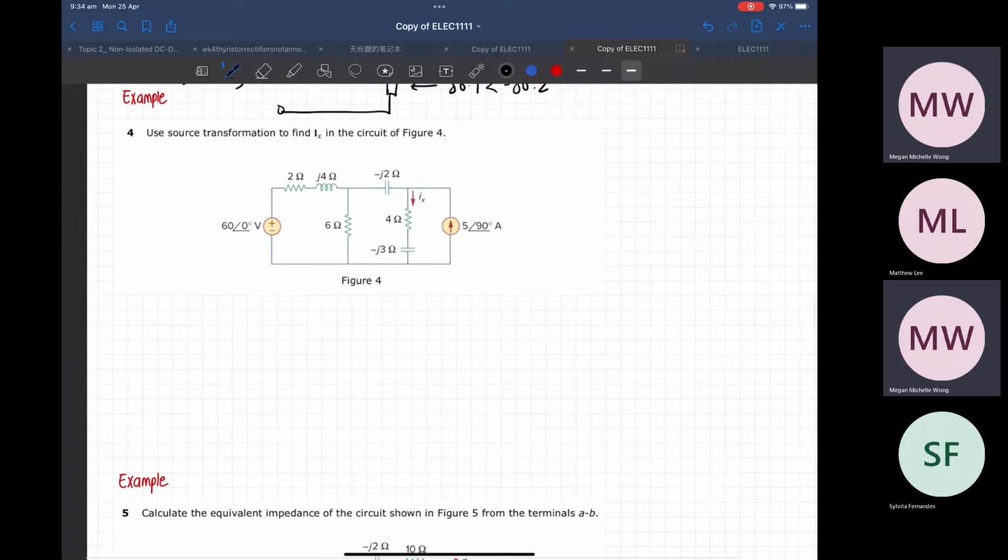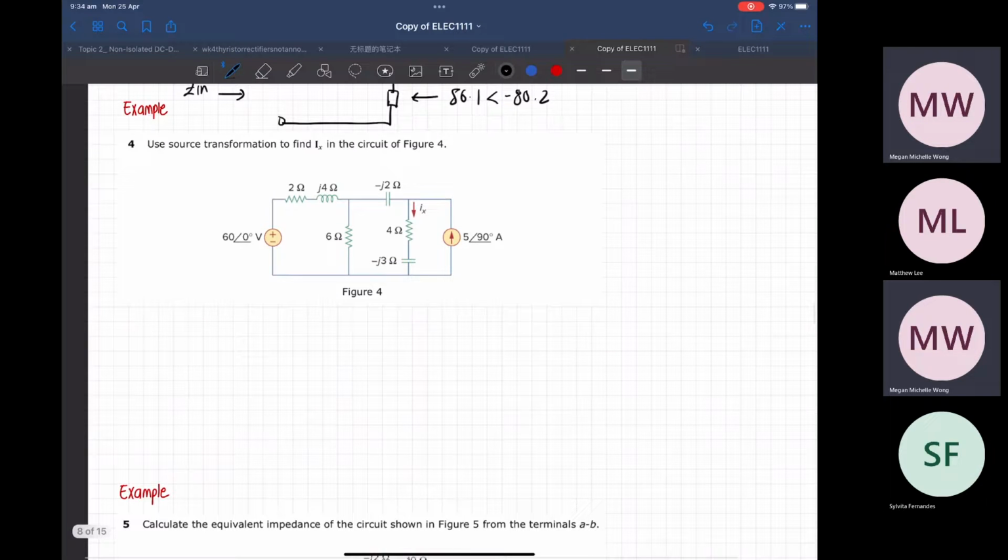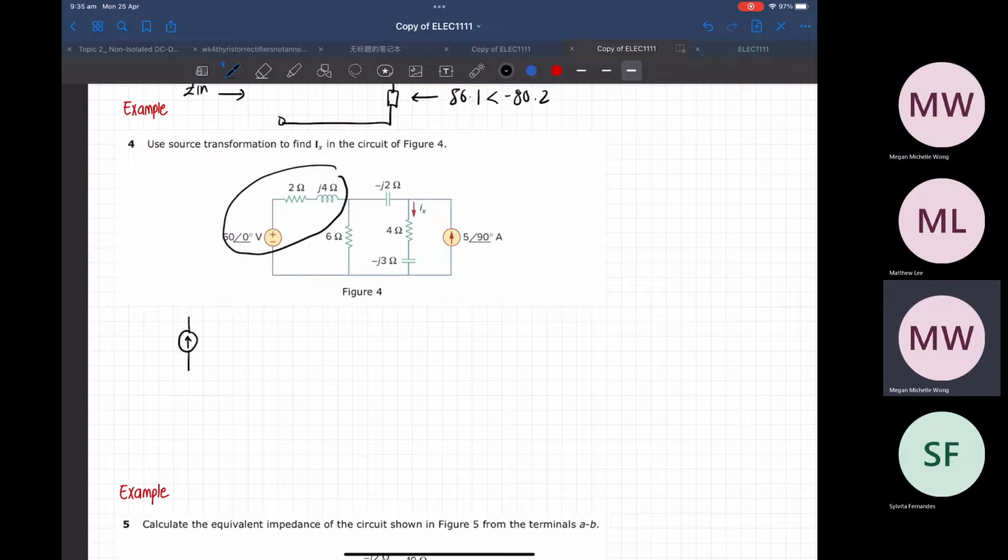Okay, let's see this one. Use source transformation to find Ix in a circuit. This is a longer one, so I'll probably go through these quickly. I'll first do the source transformation of these, which gives me a current. Remember that if I have plus minus, the current will go up. If I have minus plus, the current will go down.